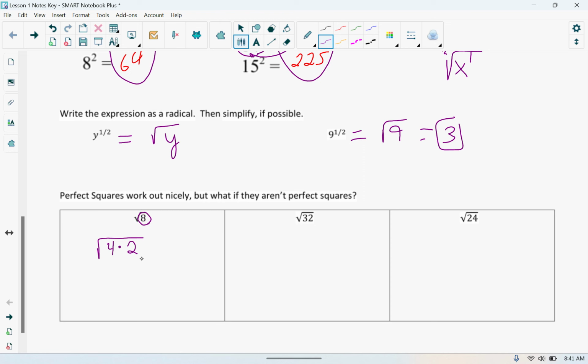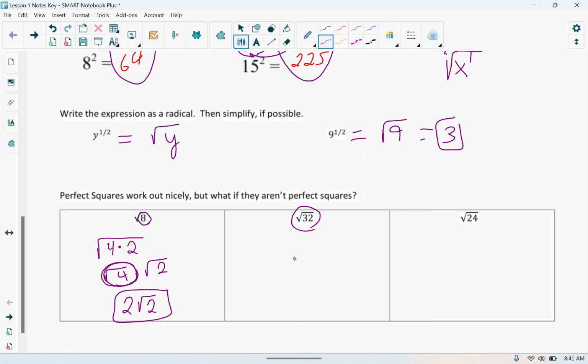Okay, so what happens is I can split this up so that it looks like that. And now I can take the square root of 4, which is going to be 2, and then I'm just going to bring down the square root of 2. Okay, let's do this one.